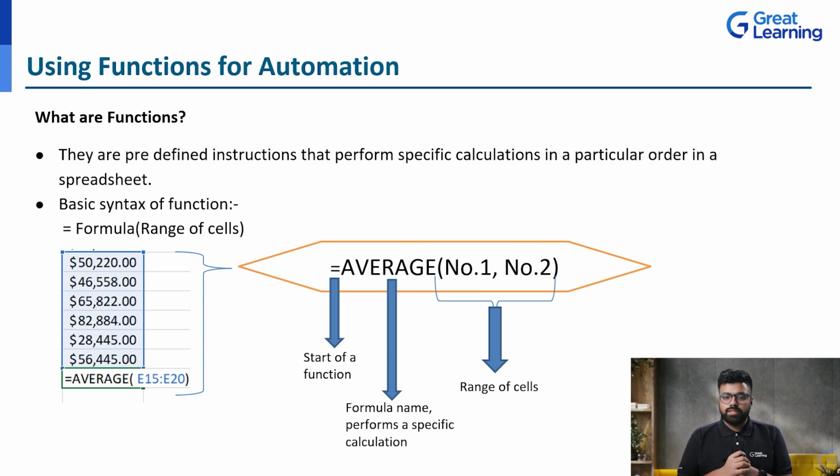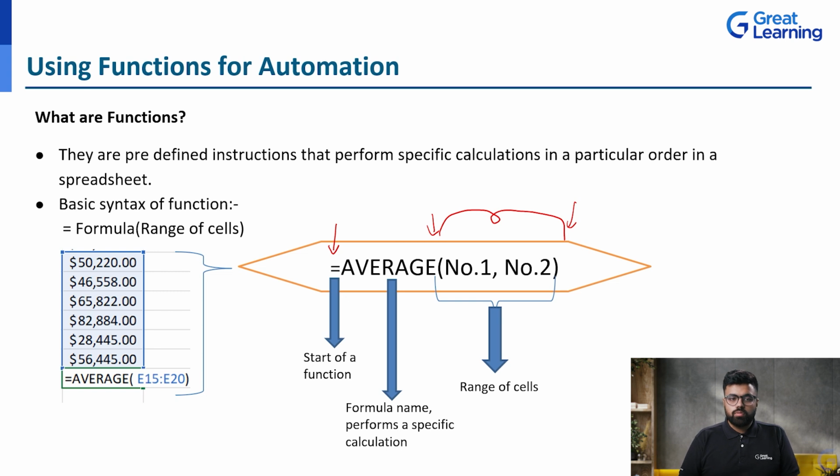Now, what would be the basic syntax for that? It starts with an equal to sign, which resembles the start of a function or a formula, if you may say so. Then there would be a keyword, the name of the formula that performs the specific calculation. You would want to know what these keywords actually are. Then you would have an open parenthesis that would resemble the range of your cells. This particular range would tell what your range in your spreadsheet is, and it also has several different tasks depending on the function you choose to use.